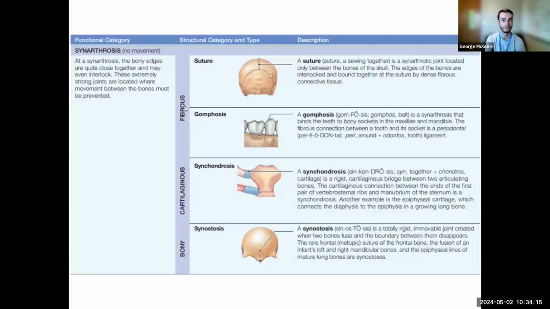And so our sutures and gomphoses, those are fibrous joints. You would mainly find fibrocartilage between them, or just fibrous, dense connective tissue, I suppose, instead. These cartilaginous synarthroses joints are synchondroses. That is lots of cartilage, so mainly fibrocartilage and some hyaline cartilage in there. And then the synostosis is just bone. All the cartilage that was originally there should have been broken down and just replaced with fused bone.